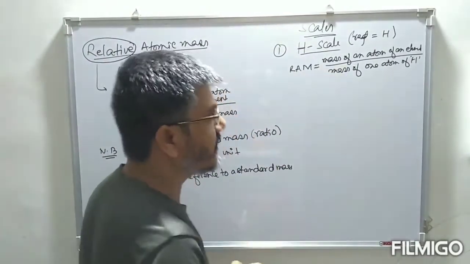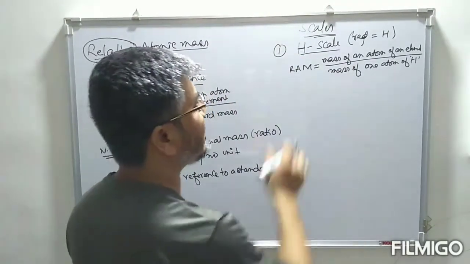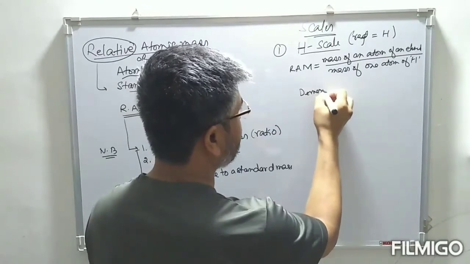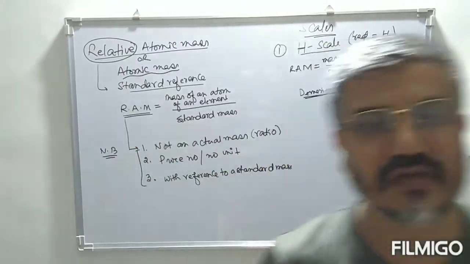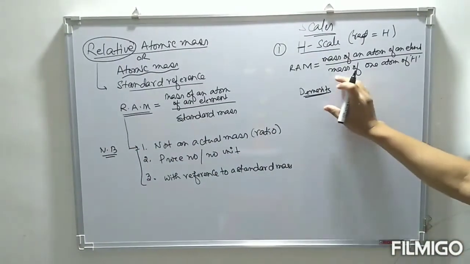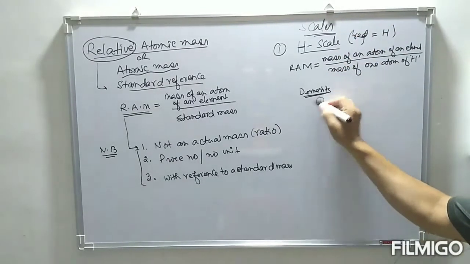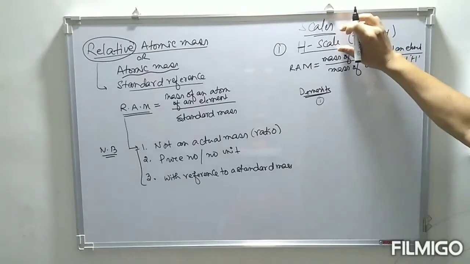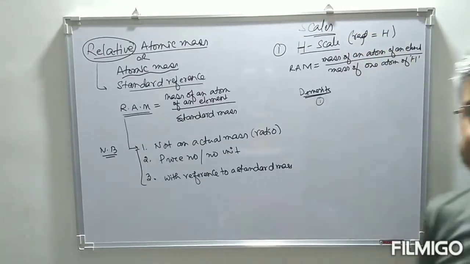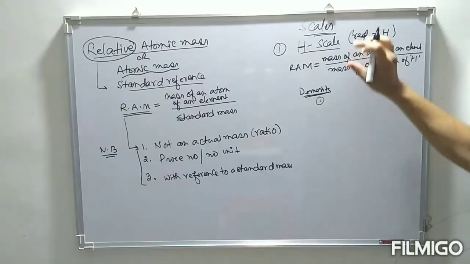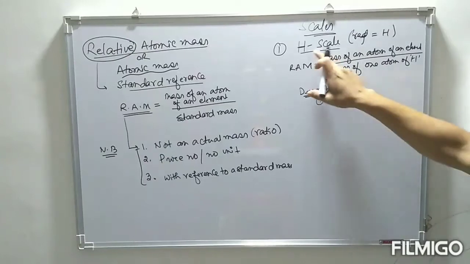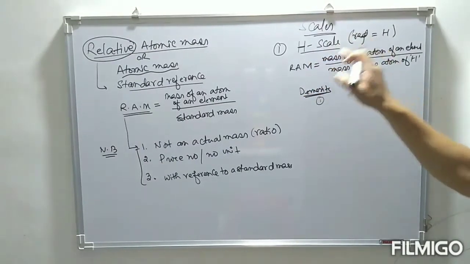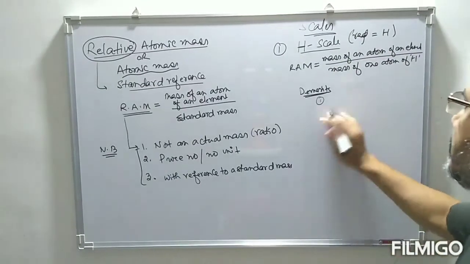Now later on, this hydrogen scale was replaced by another scale. The cause for removal of this hydrogen scale is that there are some demerits or drawbacks of using it. The demerit of using this hydrogen scale is that hydrogen being the smallest and the lightest element, the exact measurement of the mass of hydrogen is a very tough job. So one drawback is that hydrogen being the smallest and lightest, its mass measurement becomes tough.